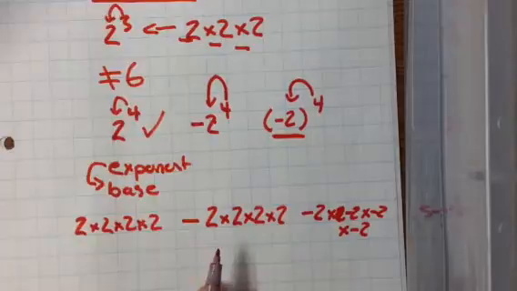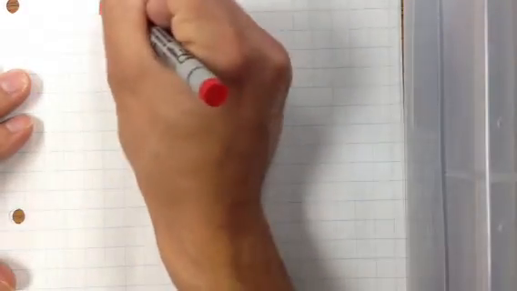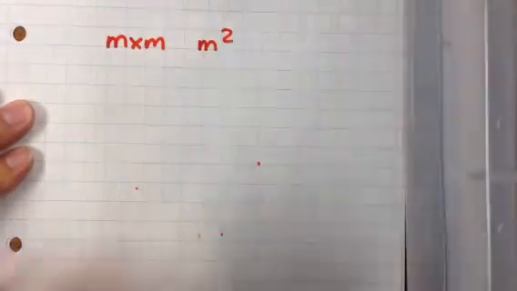The next part is the rules of multiplication. I'm just going to switch sheets here. And the rules of multiplication. Okay, the first thing to understand is, if I had something like m times m, I can rewrite that as m squared.